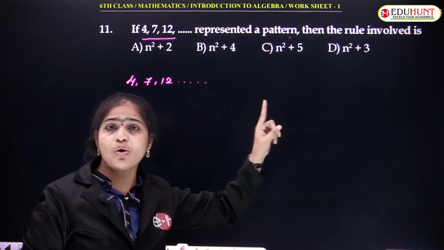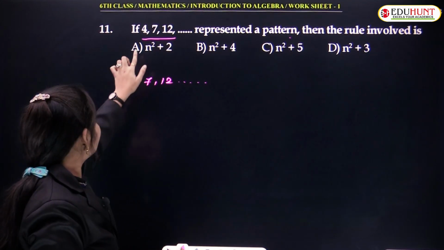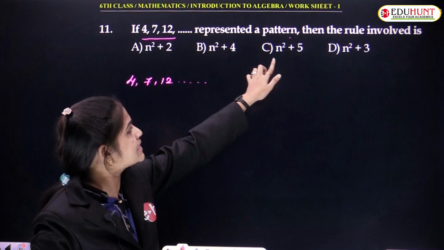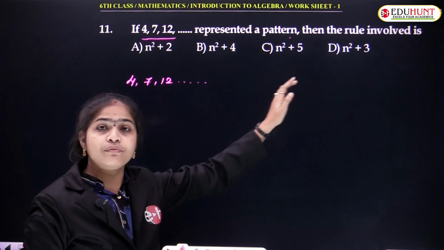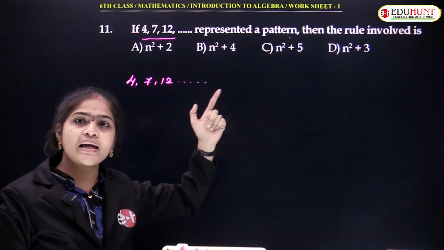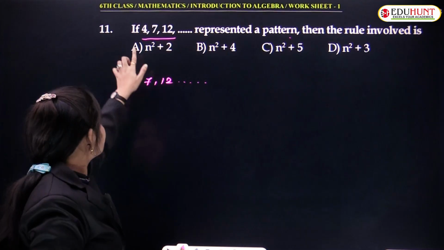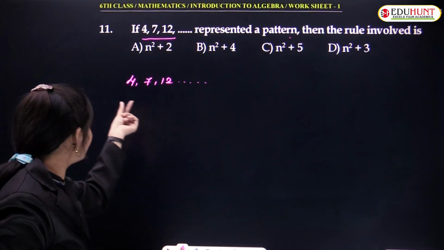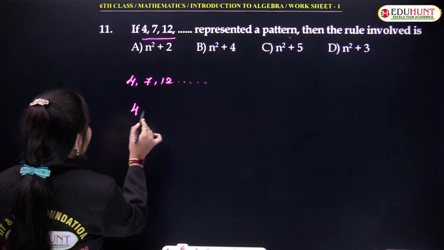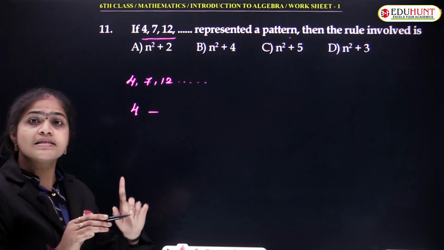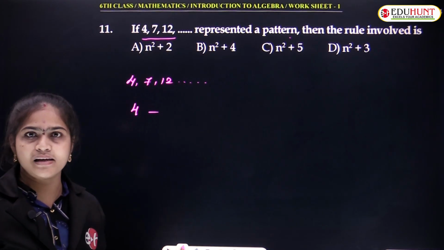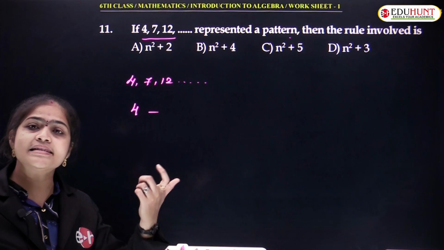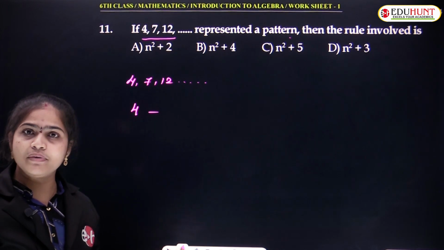When you observe all the options, they have given n square plus 2, n square plus 4, n square plus 5, n square plus 3, which means this follows a square pattern. Since there are square numbers here, first you need to write 4 as a square number plus some other number. How can we write that?